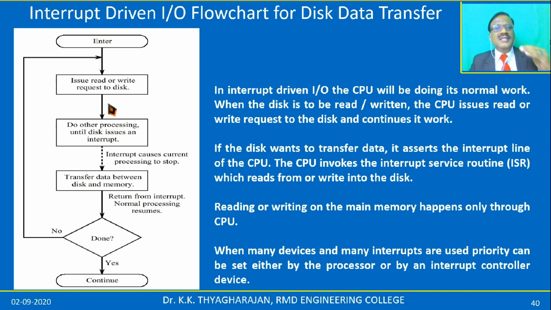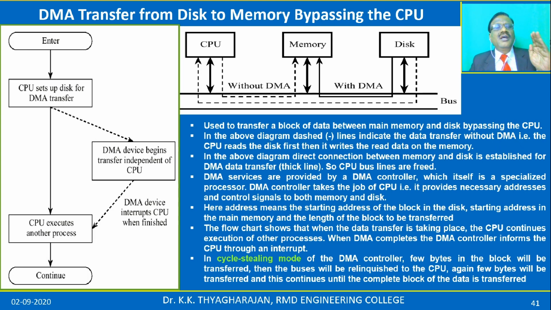In this case, if the disk is not ready to transfer, the CPU need not wait by checking the disk. It can continue its work. When the disk is ready, the disk issues an interrupt, and then the data transfer happens. So in this way, the CPU time is saved. Then the third method will completely make the CPU free from data transfer.